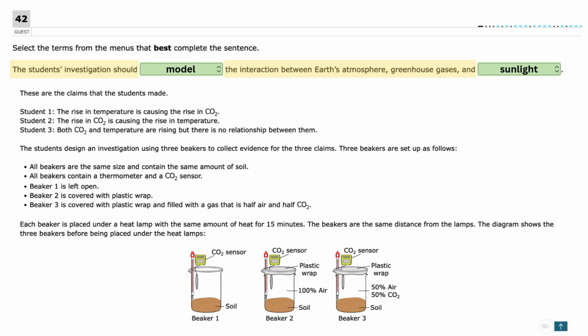The heat lamp represents the sunlight, which is important for studying how greenhouse gases like carbon dioxide trap heat. So the completed sentence is, the student's investigation should model the interaction between Earth's atmosphere, greenhouse gases, and sunlight.